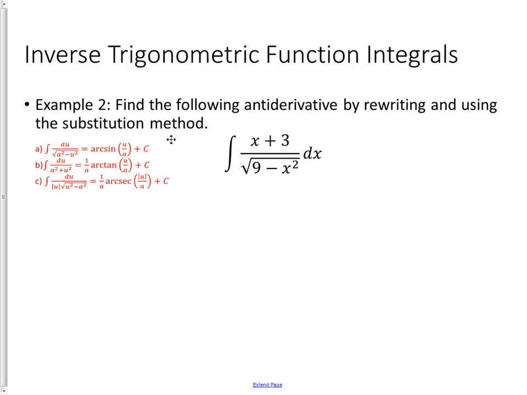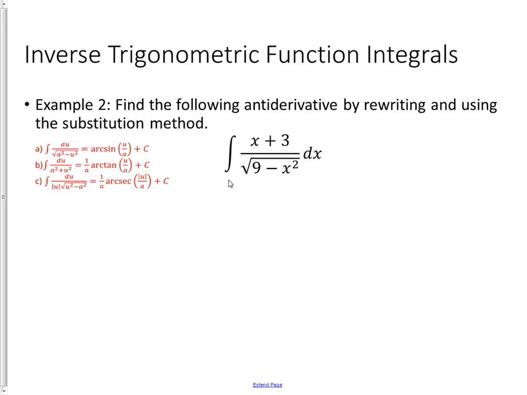So let's try another example here dealing with our inverse trigonometric function integrals. And we'll notice right here we're taking the antiderivative of x plus 3 over the square root of 9 minus x squared dx. And that does look an awful lot like our a right here, except that we've got this x plus 3. So what do we do with that?